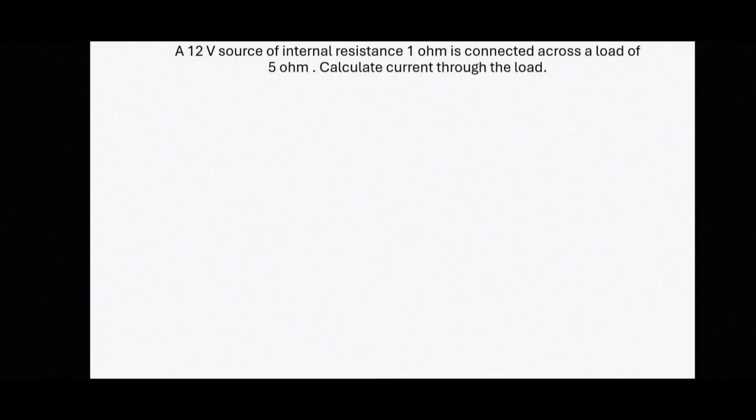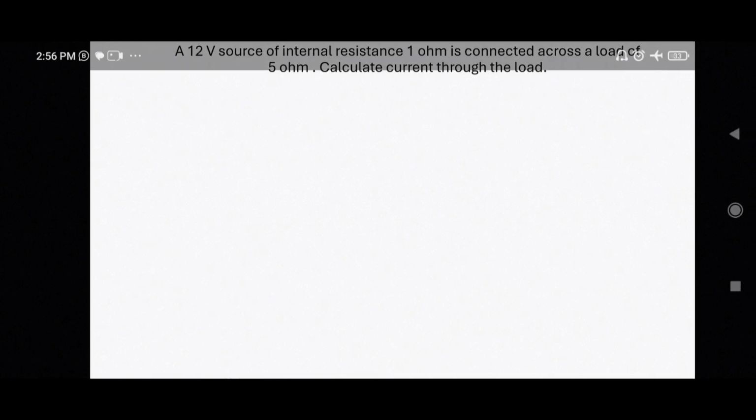Hi all. A 12-volt source of internal resistance 1 ohm is connected across a load of 5 ohm. Calculate the current through the load.